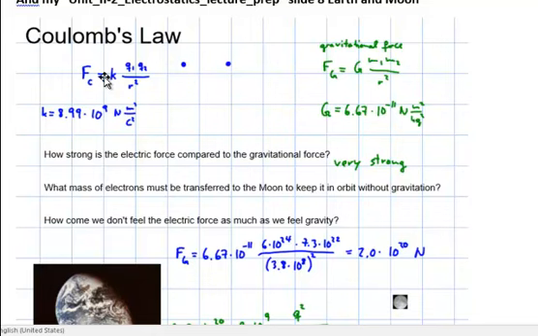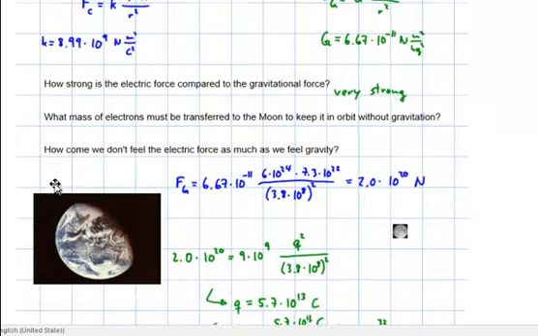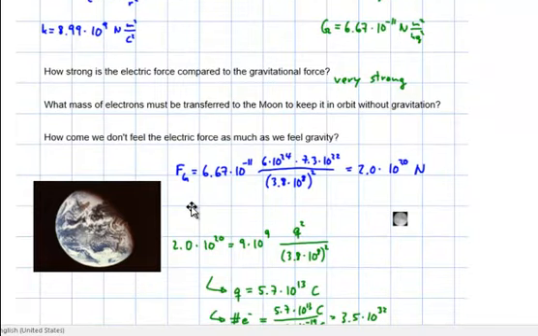I wrote down the same Coulomb's law and the gravitational law. How strong is the electric force compared to the gravitational force? And I say very strong. What mass of electrons must be transferred to the moon to keep it in orbit without gravitation? That's the question I ask myself. How come we don't feel the electric force as much as we feel gravity? And I just explained that question, actually.